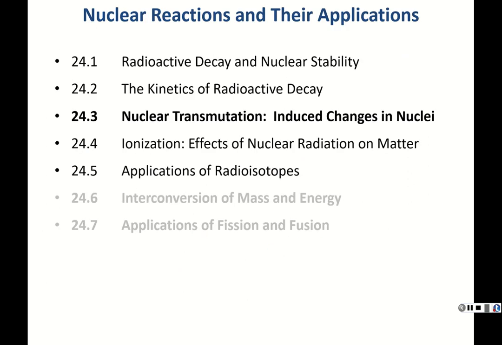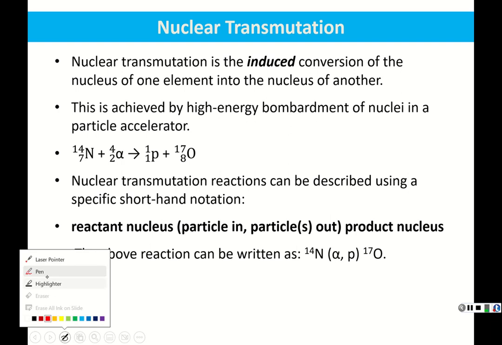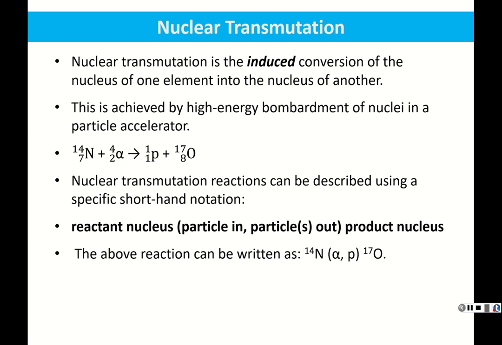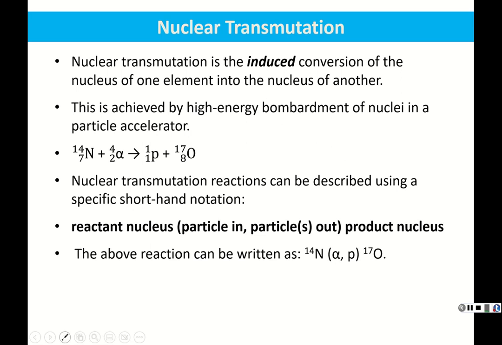Moving to the third section of chapter 24, this is nuclear transmutation. These are induced changes in nuclei. Nuclear transmutation is the induced conversion of a nucleus of one element into the nucleus of another element. It's achieved by high energy bombardment of nuclei in a particle accelerator.